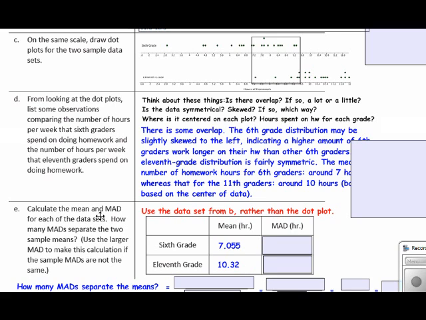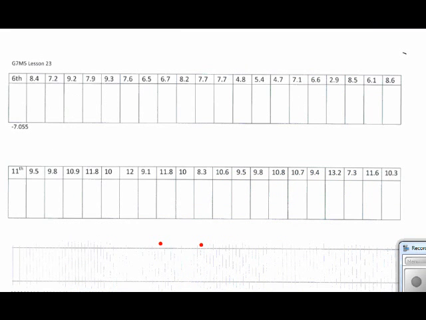Then it says to calculate the MAD for each data set. To calculate the MAD, remember to find the distance each number is from the mean. We'll use our other paper to calculate the MAD. To calculate the MAD, remember to subtract 7.055 from each number. Here, 8.4 minus 7.055 is 1.345.